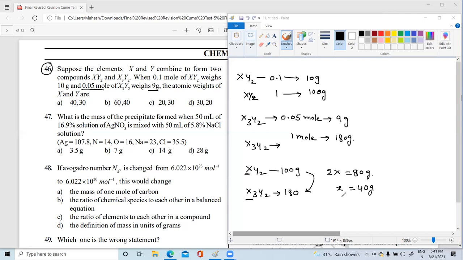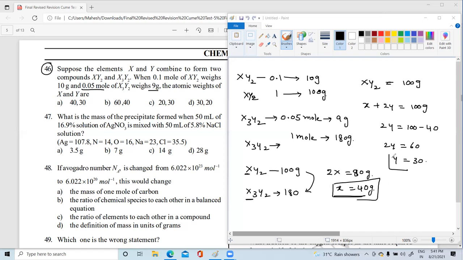Then substitute the atomic weight in any one of the formulas. xy2 we take here. xy2 equal to 100 grams, right? xy2 means x plus 2y equal to 100 grams. So 2y equal to 100 minus 40. So 2y equal to 60, then y equal to 30. So x is 40 grams, y is 30 grams. So answer should be A, the correct one. Okay, students. Next question number 47.